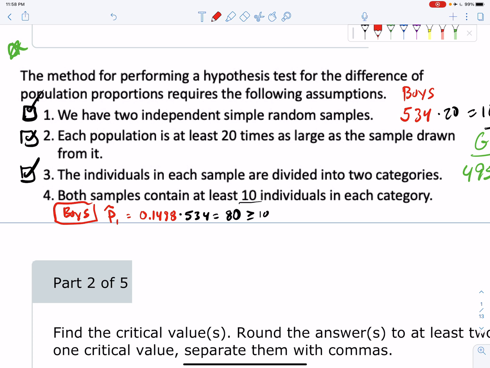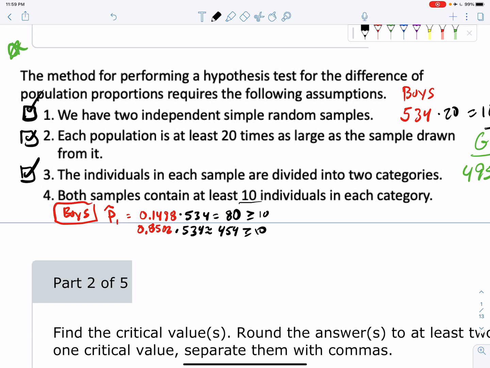And you could multiply it by the complement, or you could just subtract 534 minus 80. Is that number bigger than 10? Yes. I'll just show you the math real quick, but you can do it multiple ways really, and you can just see that and verify it. But the complement of 14%-ish is about 0.8502. And when you multiply that by 534, we're getting about 454 boys that were not overweight, and that's definitely greater than or equal to 10.